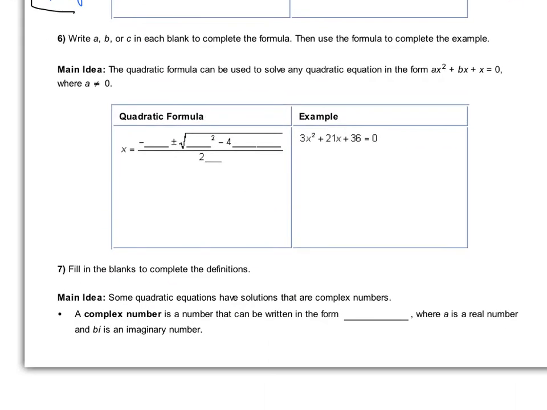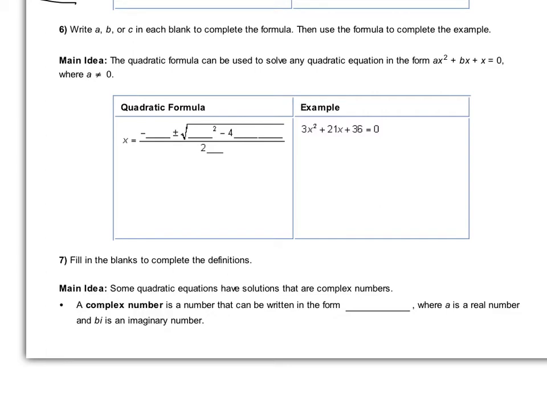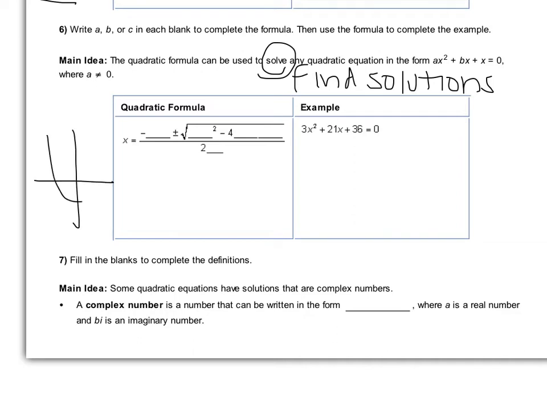The last thing we're going to review is the quadratic formula. This is one of the last things you learned about in Unit 4. And this formula works to find any solutions, okay? It can be used to solve any quadratic equation. So to find solutions. And something else I want you to remember. Solutions are really just the point where the graph crosses the x-axis. Both of these are considered solutions. Okay, so keep that in mind.